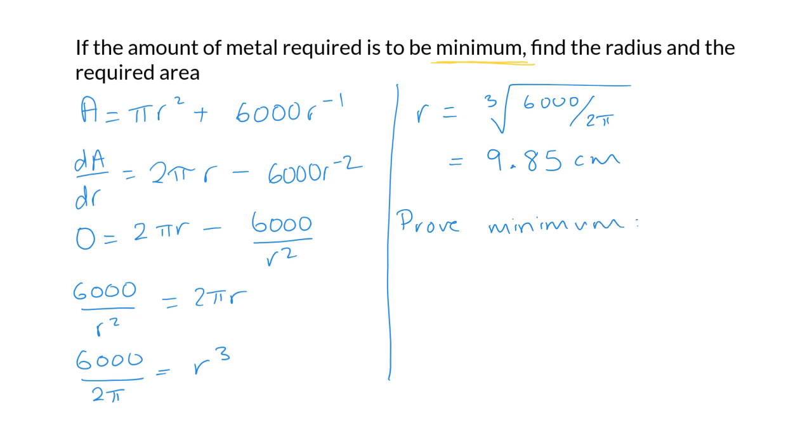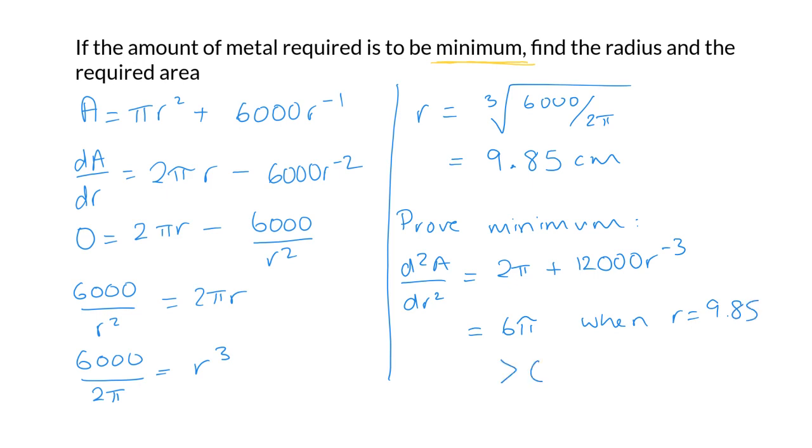So to do that, we're going to differentiate again to get d2A by dr squared. So 2 pi r, differentiate that, we'll get 2 pi, and that's going to be plus 12,000 r to the minus 3. When we put in our value of 9.85 for r, it turns out to be 6 pi when r equals 9.85. So therefore it's greater than naught, which means it's a minimum.